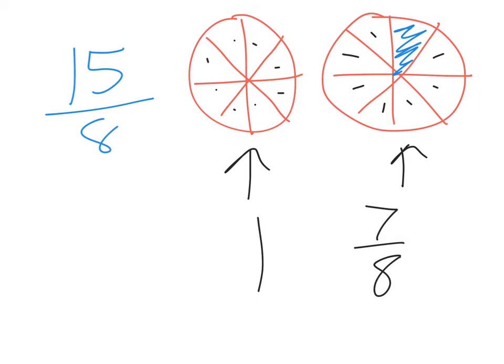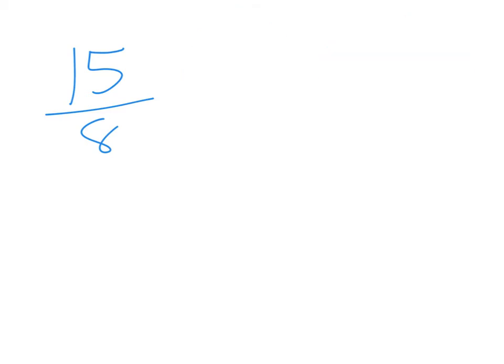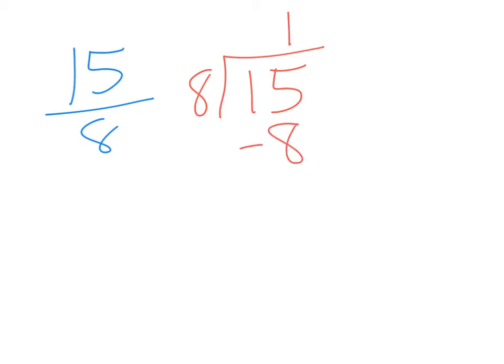But a better way to do that, without having to draw pizzas on the board every single time, is we're just going to take a look at this fraction, 15 over 8, and divide it as if it says 15 divided by 8. And you know that 8 will go into 15 only one time, since 8 times 1 is 8. We know that gives us a remainder of 7.